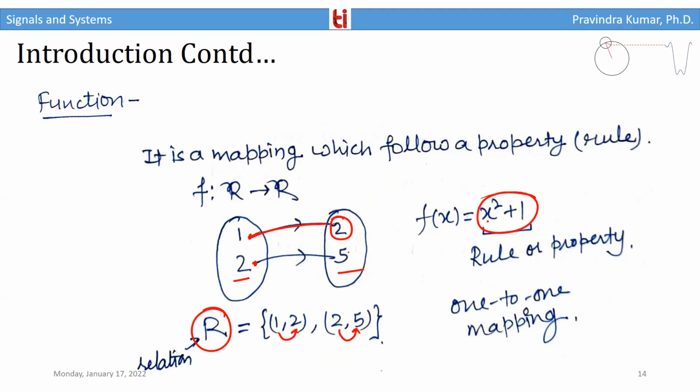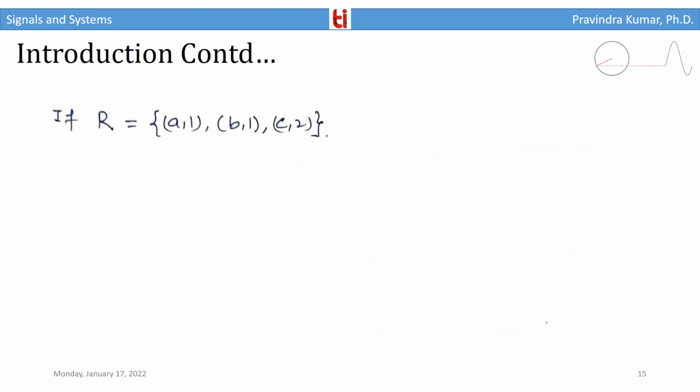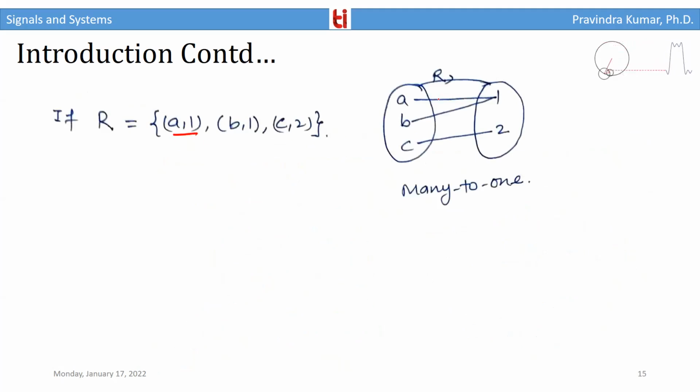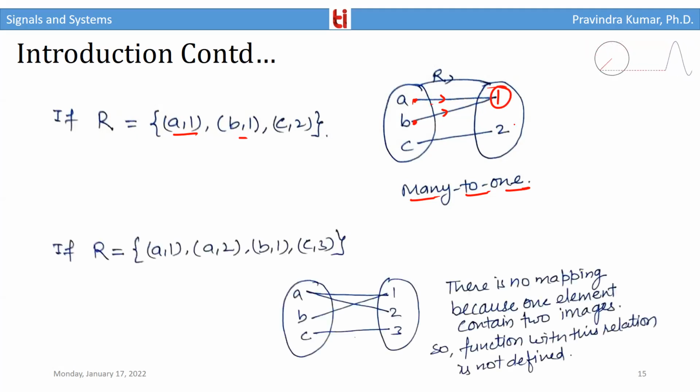This is a one-to-one relation, every element having a single image. If there is one-to-one mapping, this is known as a function. Also, if A is mapped to 1 and B is also mapped to 1, this is many-to-one mapping, meaning two elements are mapped to a single element. This is also a function. But one-to-many, where A is mapped to 1 and also to 2, is not a function. Only two mappings, one-to-one and many-to-one, are functions.